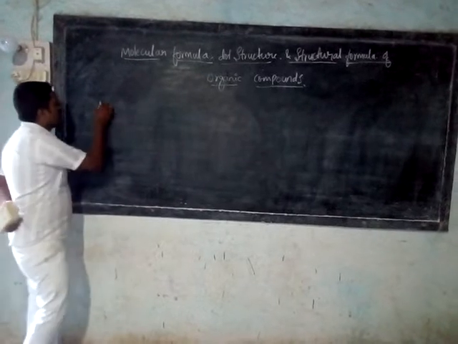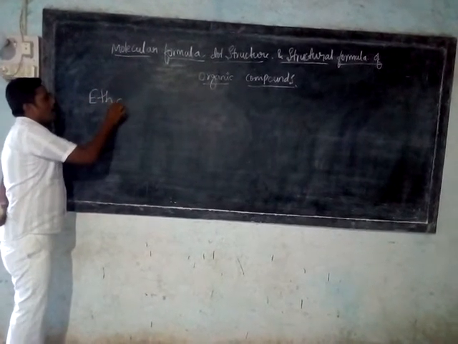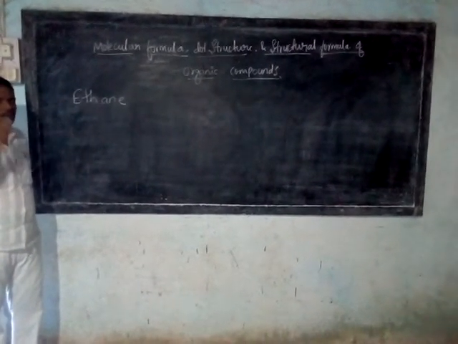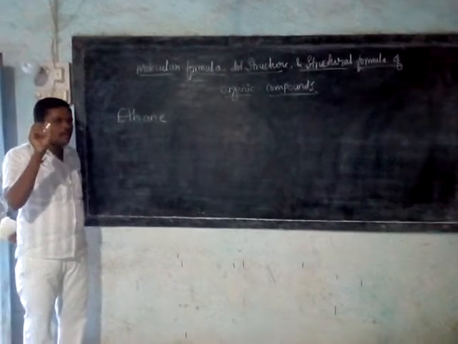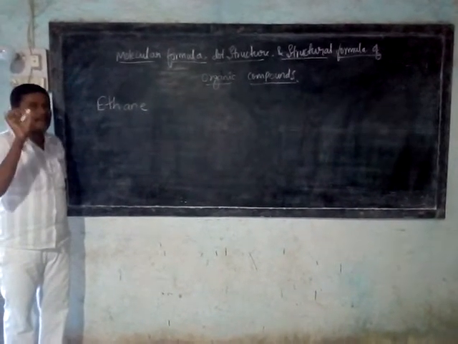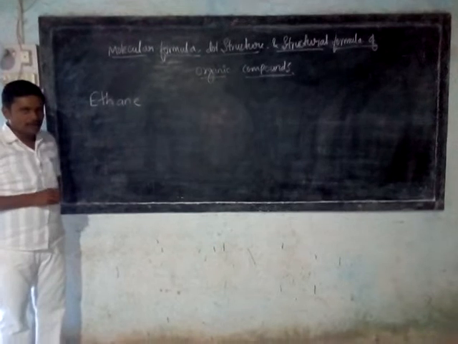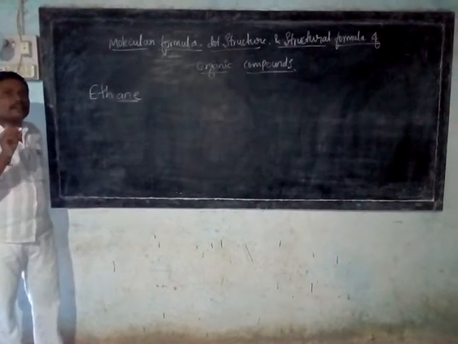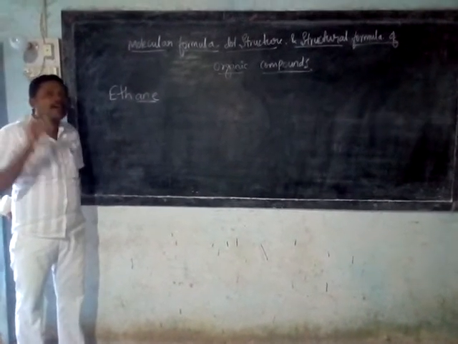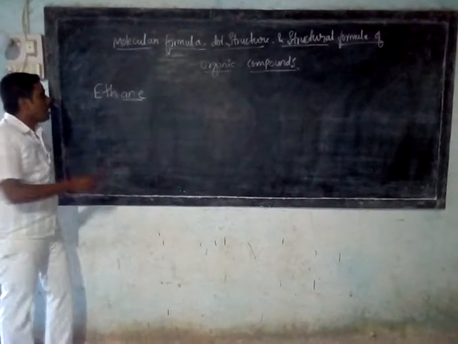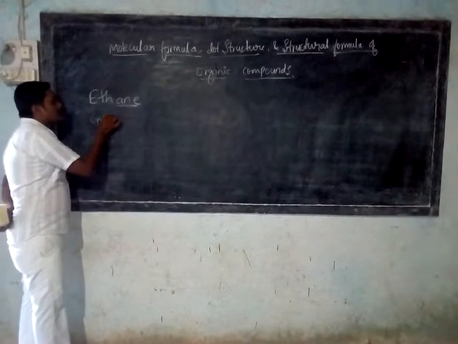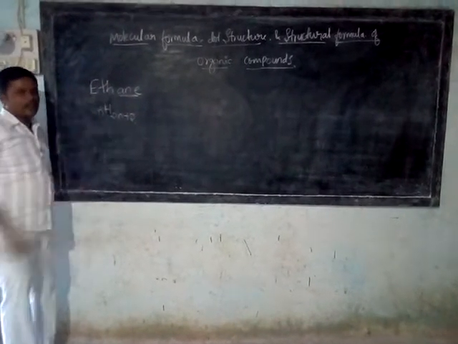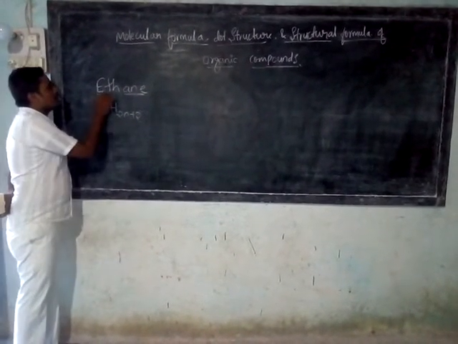Now I am going to take one example: ethane. According to our formula, to write a molecular formula, first we have to understand to which group it belongs. The word itself tells us: ANE means it belongs to the alkane. So what is the general formula for the alkane? CnH2n+2. Now what is the n value?